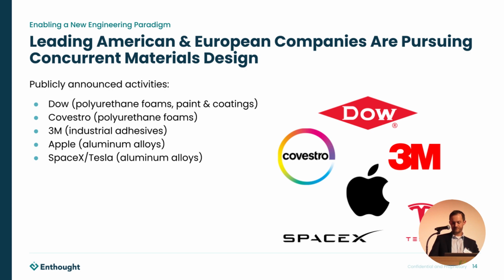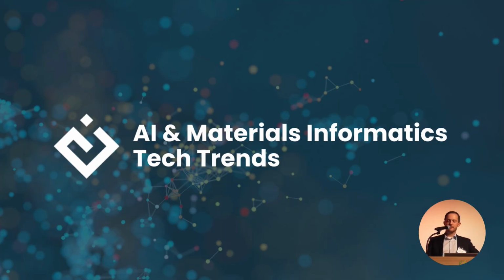just don't know about. So today, we are on the cusp of this paradigm change. Japanese industry was a leader of the last major engineering paradigm shift to their great benefit, and they can be leaders again with effective leadership and decisive action. So now let's take a look at some of the major AI and materials informatics technology trends that are driving this concurrent materials design engineering paradigm forward.